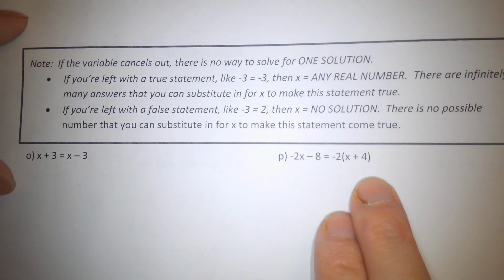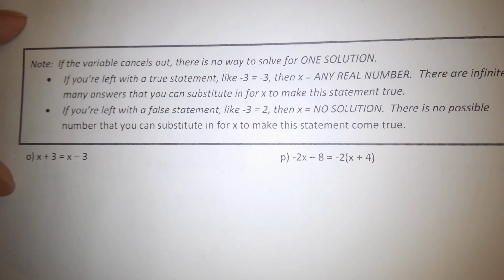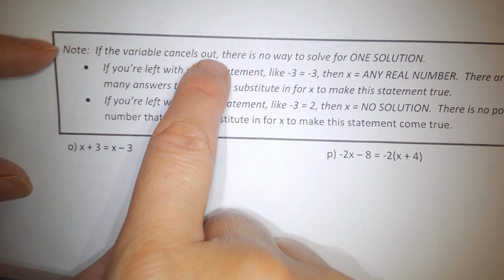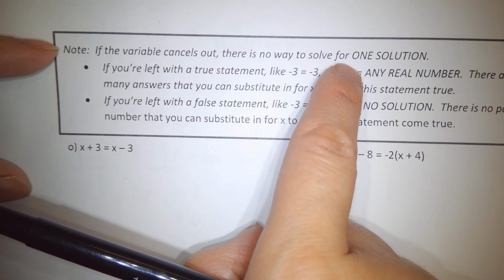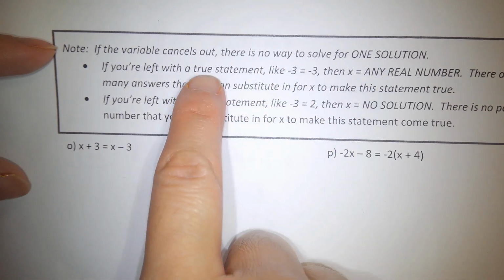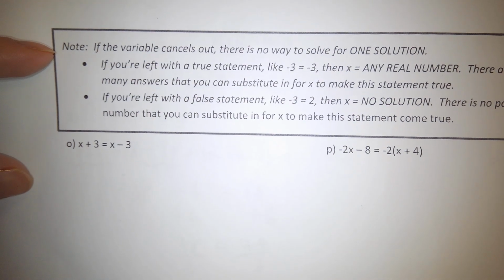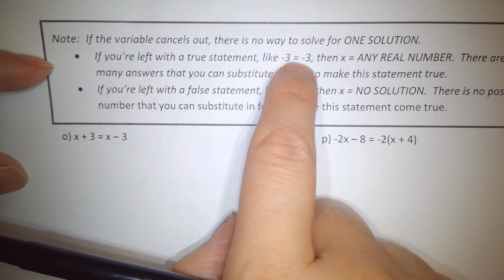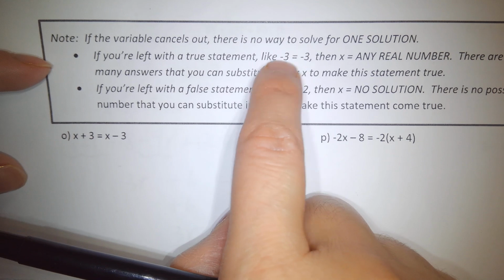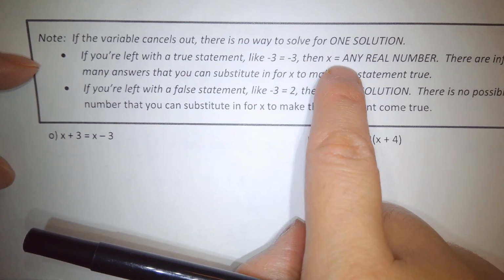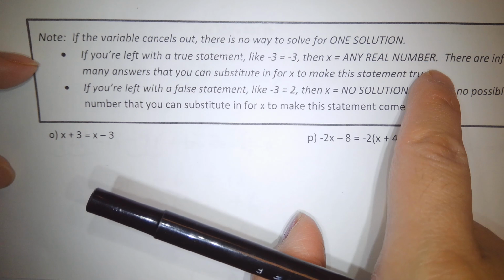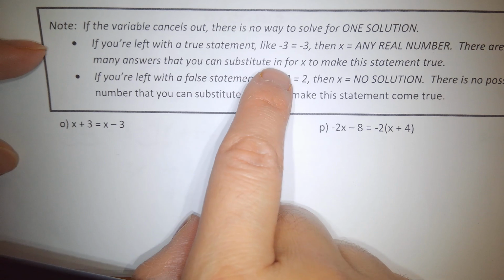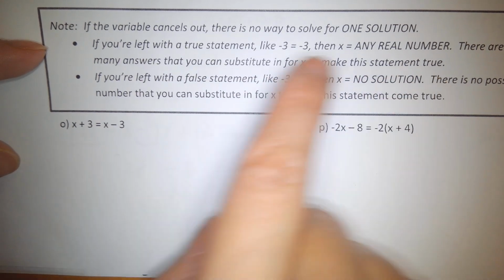This is a previous page from this section, 2.3. It says, if the variable cancels out, there's no way to solve for one solution. So we have two special cases. What are the two special cases? If you're left with a true statement, like negative 3 equals negative 3, 0 equals 0, 2 equals 2, 10 equals 10, then x equals what? Any real number. So there are infinitely many solutions that you can substitute in for x to make this statement true.